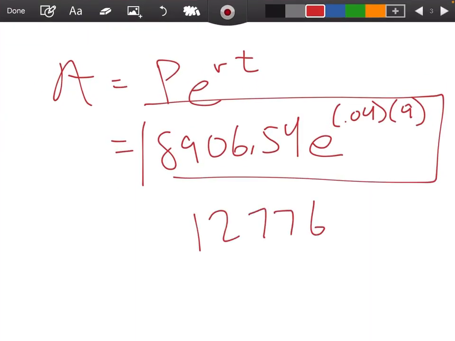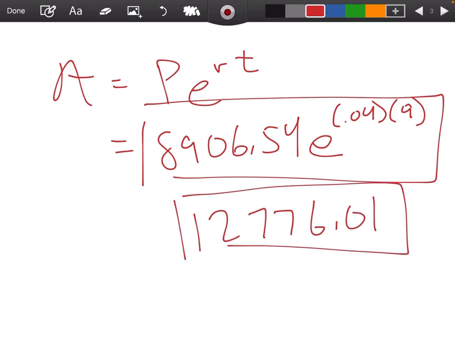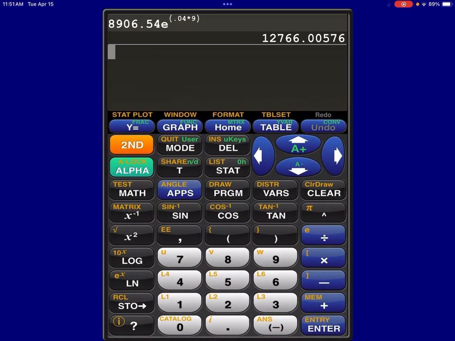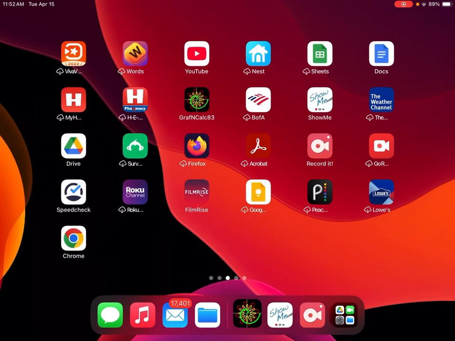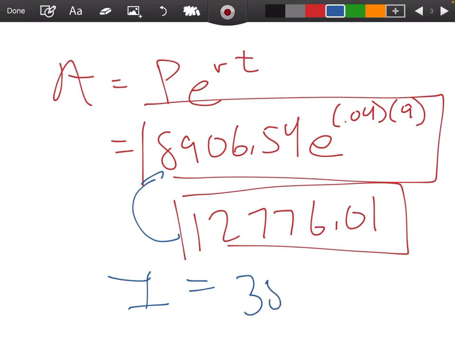Now again, if we want to find the interest, we're going to take this minus that number, right? So let's go ahead and minus the 8906.54. So how much is interest? $3,859.47. Okay, if y'all got any questions, let me know. I'm happy to help.